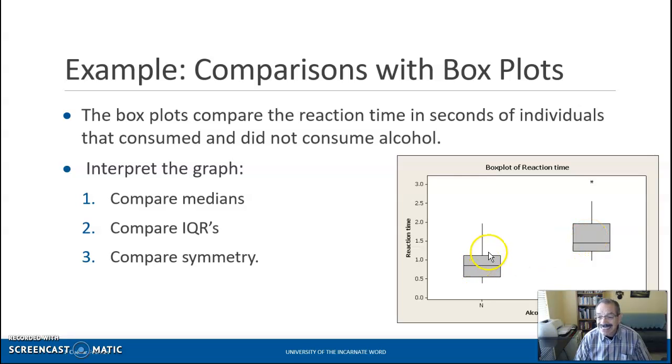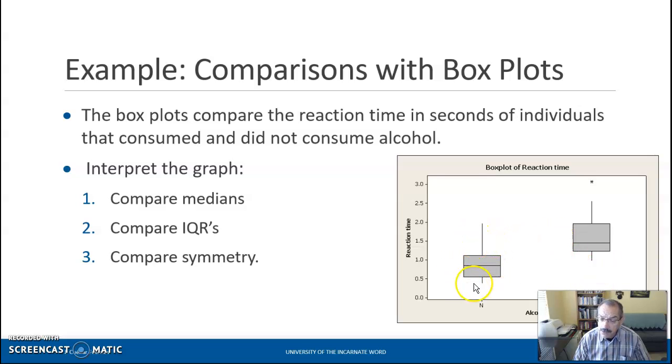Now, if we look at the size of the boxes, the group that consumed alcohol, the reaction times are more variable than those that did not consume alcohol. Now, if you look at the frequency distribution of those that consume alcohol, then you see that the median is closer to the first quartile, the lower tail is shorter than the upper tail, and there is an asterisk up here. So the distribution of reaction times is skewed towards the longer times. So that means consuming alcohol will tend to slow down most people.